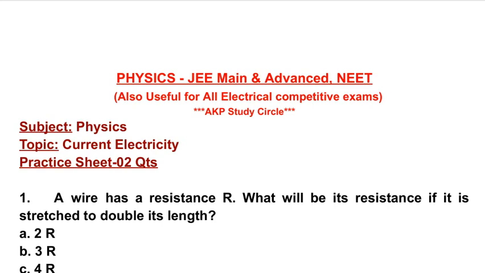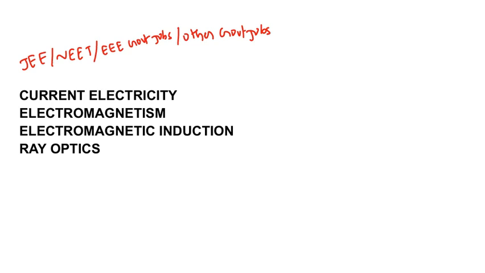In this video, I would like to discuss current electricity practice sheet questions. In this series of videos, in the first phase, I am going to cover current electricity, electromagnetism, electromagnetic induction, and ray optics. Relevant to current electricity, I will discuss 6 worksheets or practice sheets; electromagnetism, 1 practice sheet; electromagnetic induction, 1 practice sheet; and ray optics, 6 practice sheets. Using these practice sheets, I am going to cover the total syllabus and total model questions relevant to these topics. This will be useful for JEE, NEET, and EEE government jobs and other relevant government jobs.